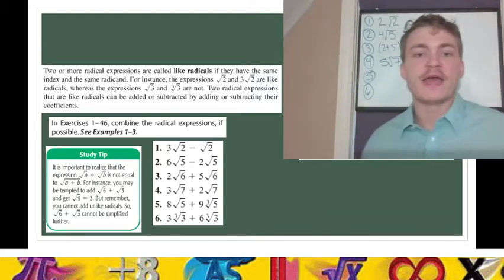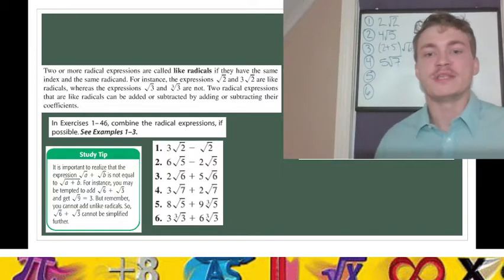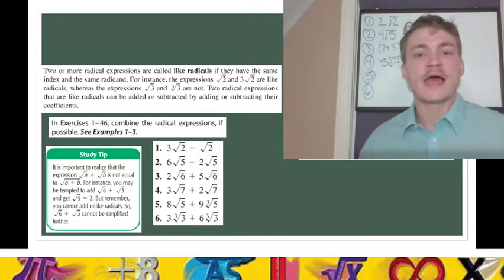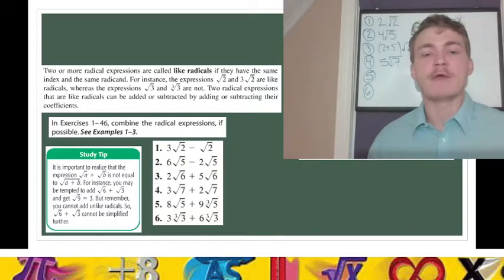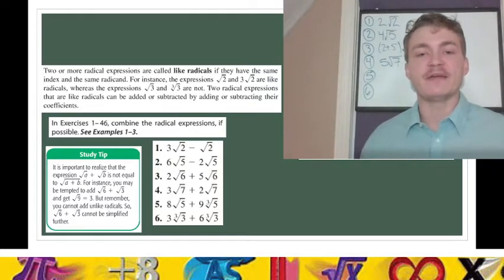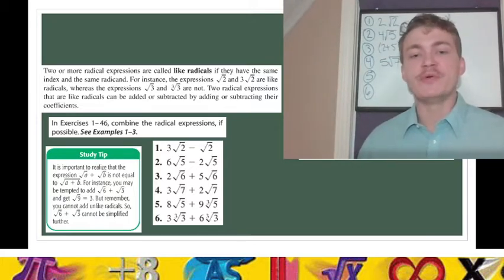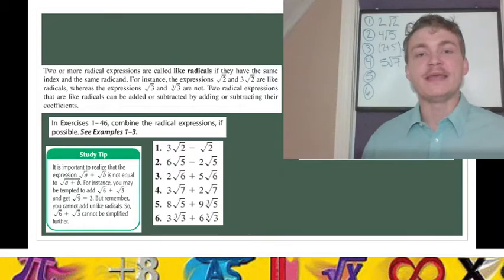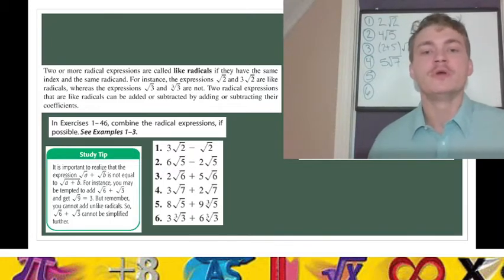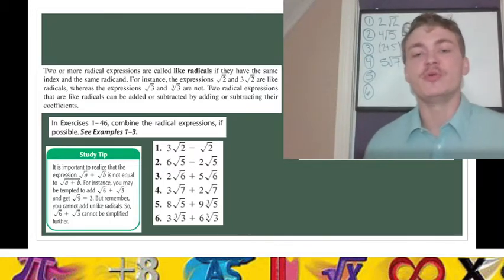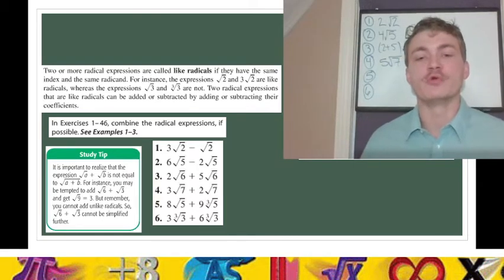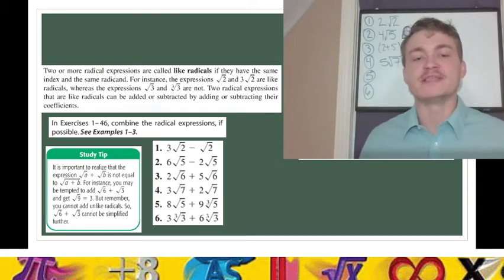For number 5, 8 square roots of 5 plus 9 cube roots of 5. As we see for number 5 here, our radicand is 5, our number or value under the radical. However, our first term is the square root of 5. That is an index or a root of 2. Our second term is the cube root of 5. That is an index or root of 3. The roots are not the same.